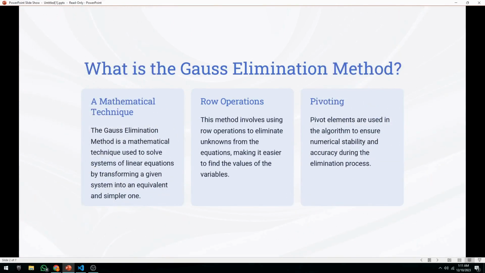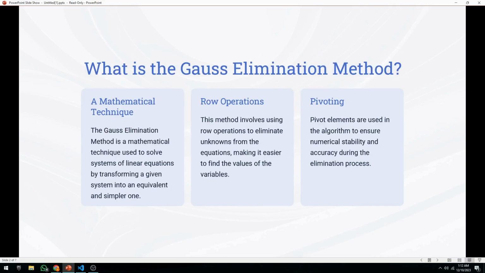we got what basically the Gauss elimination method is. It contains three methods or three elimination techniques. Those are a mathematical technique. The Gauss elimination method is a mathematical technique used to solve systems of linear equations by transforming a given system into an equivalent and simpler one.